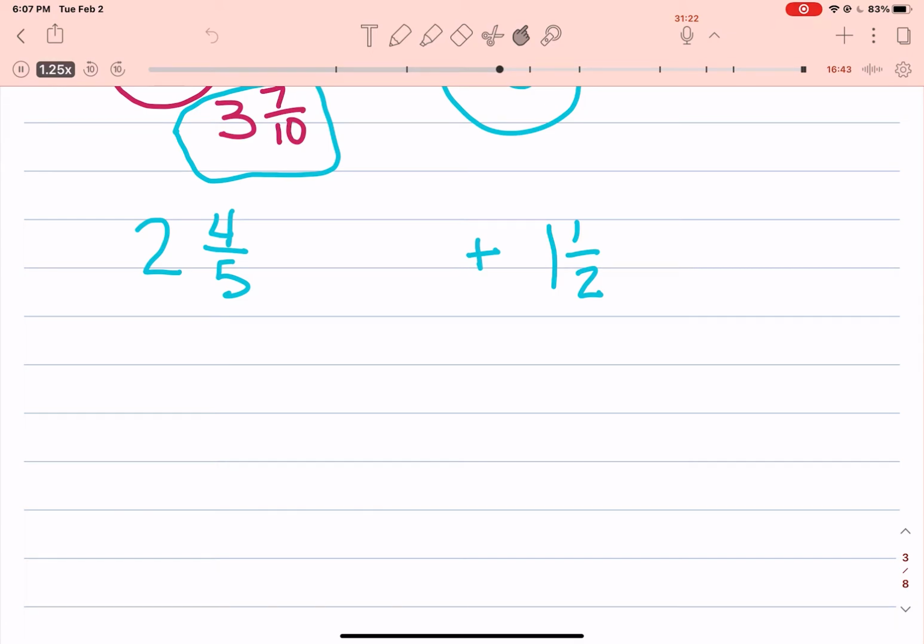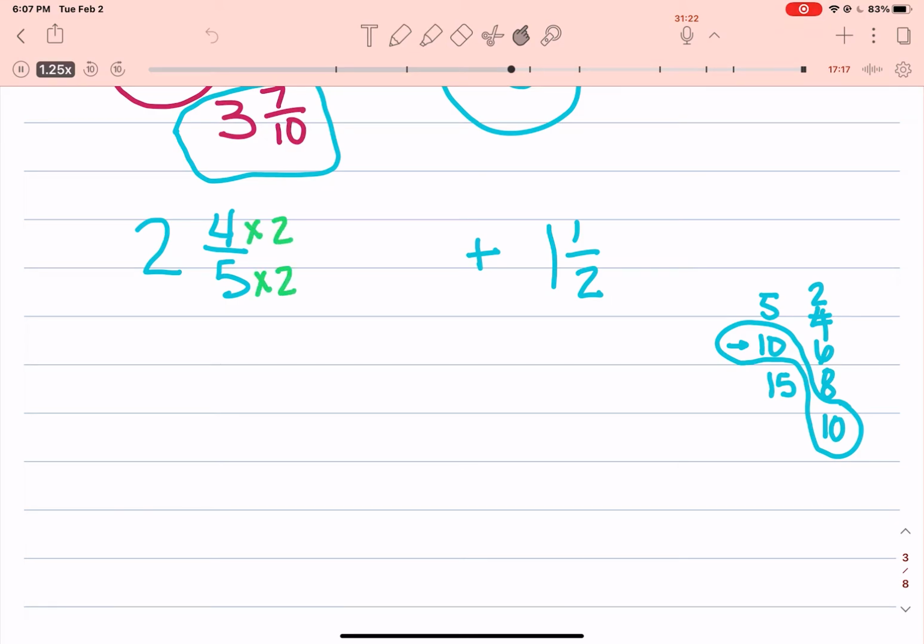Okay, you should have skip counted to find your denominator. 5, 10, 15. Well, we know again it's going to be 10. 2, 4, 6, 8, 10. 10 is going to be our least common denominator. And then we are going to multiply our numbers over here so that it makes a new fraction. 5 times 2 equals 10. 4 times 2 equals 8. So our new fraction becomes 8/10.